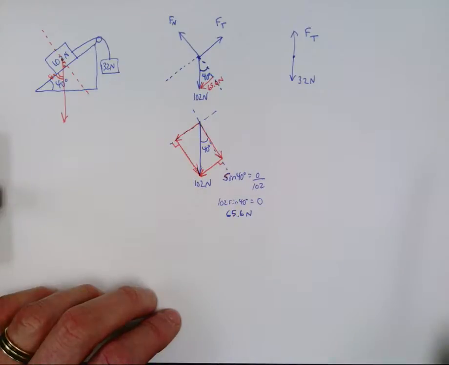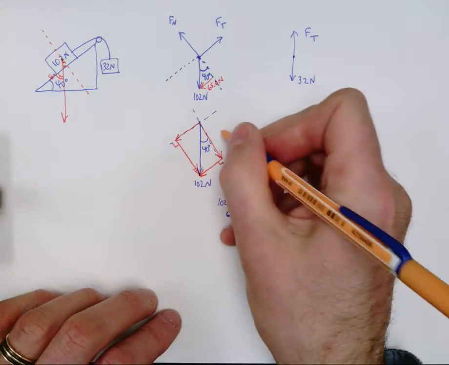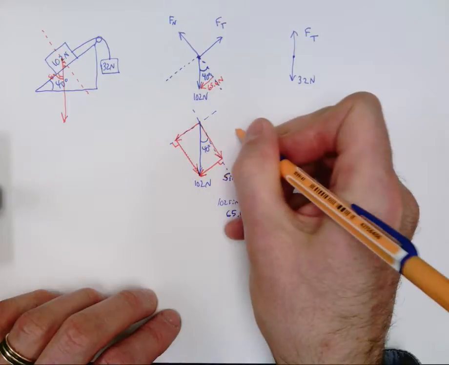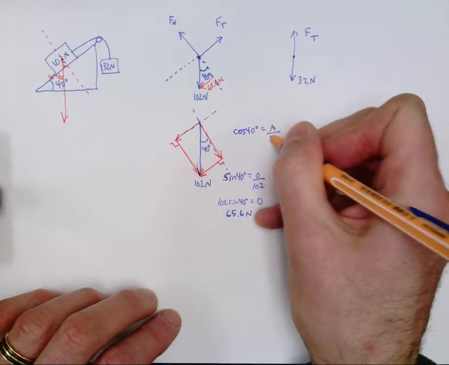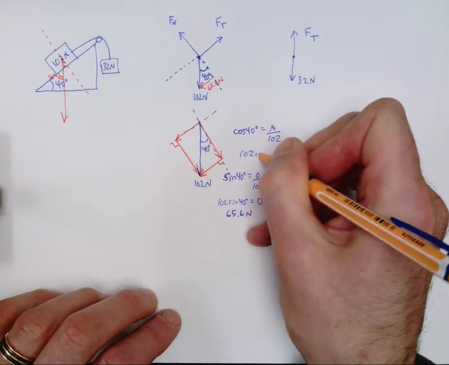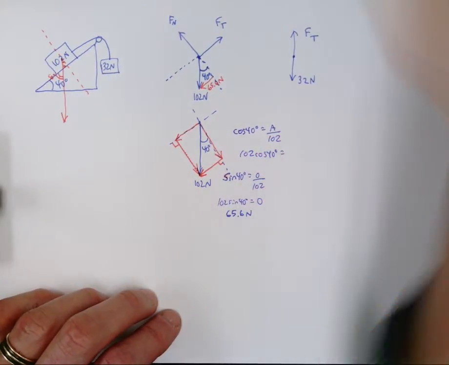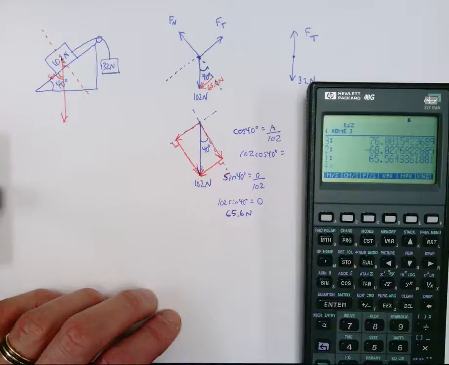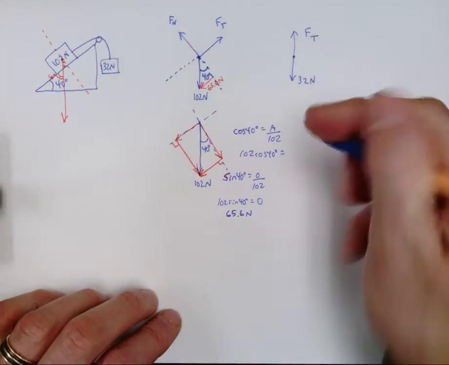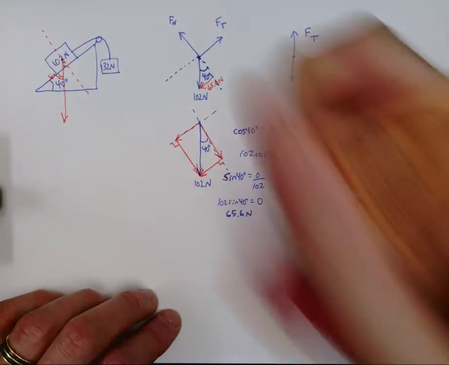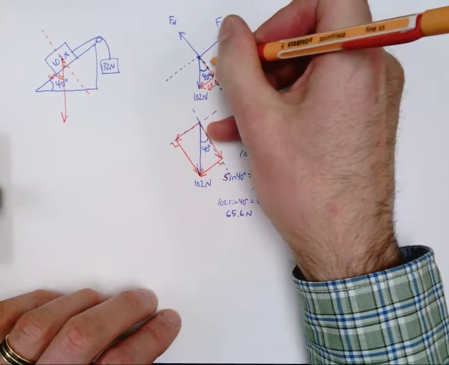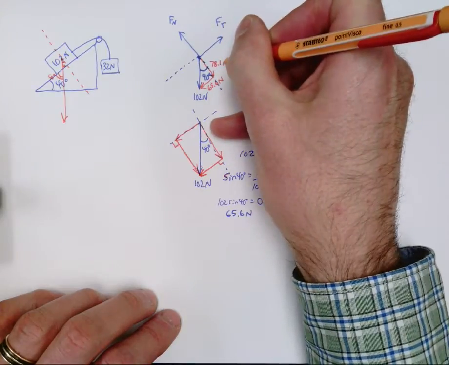And I might as well complete this and find the y component as well. The y component is adjacent to the 40-degree angle, so cosine of 40 equals adjacent over 102, so 102 cosine 40. Let's see what that's equal to. 78.1. So I can draw into this picture right here, 78.1 newtons.